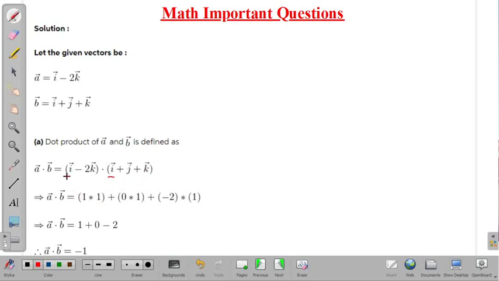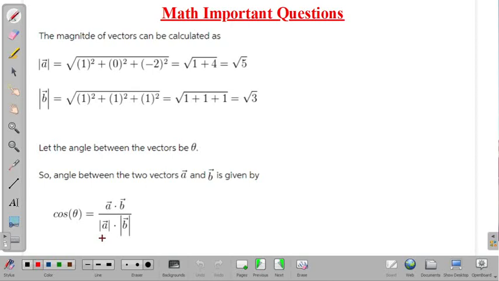We can calculate it as i cap minus 2k cap dot i cap plus j cap plus k cap. The i cap and i cap components will be multiplied, so 1 into 1, plus, as the j component of the first vector is 0, 0 into 1, and the coefficient of k is minus 2 and 1, so plus minus 2 into 1. After calculating this, we get vector A dot vector B equal to minus 1.